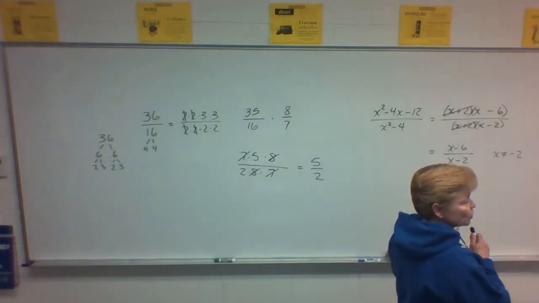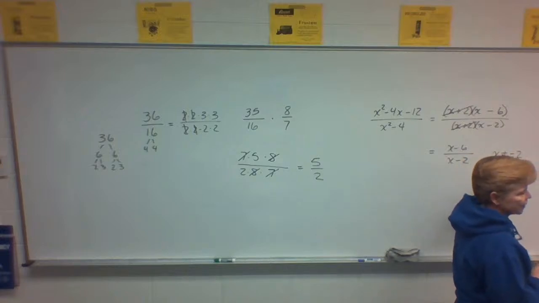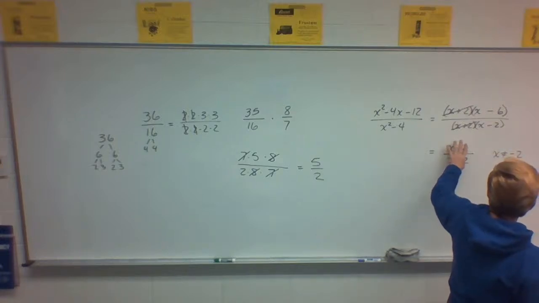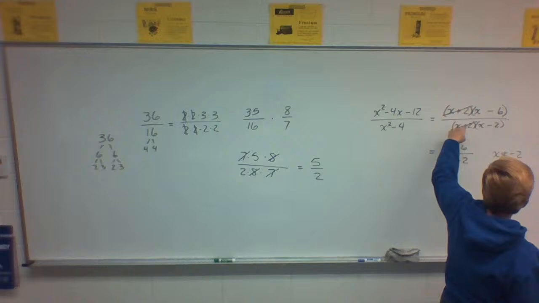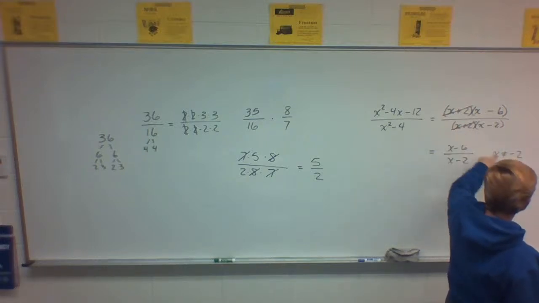do you all understand why I chose just negative 2? These are called the restrictions on the domain. So you have to put the finalized answer after you cancel. Then you have to look back at what you canceled and disallow any values that will cause the one you lost to be 0.